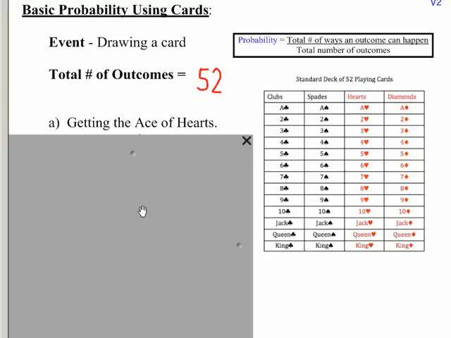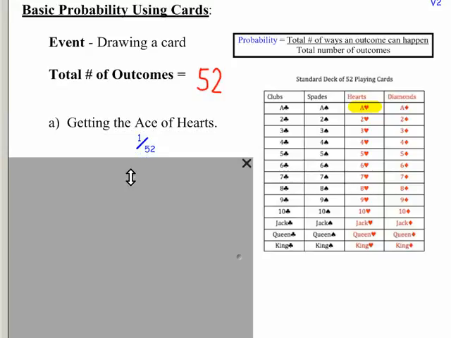So what's the probability that I get the ace of hearts? Well, I need to find how many aces of hearts there are, and there is only one ace of hearts in the whole deck. So the probability would be 1, there's only one of them, out of 52 total. So my answer would be 1 over 52, 1 out of 52.